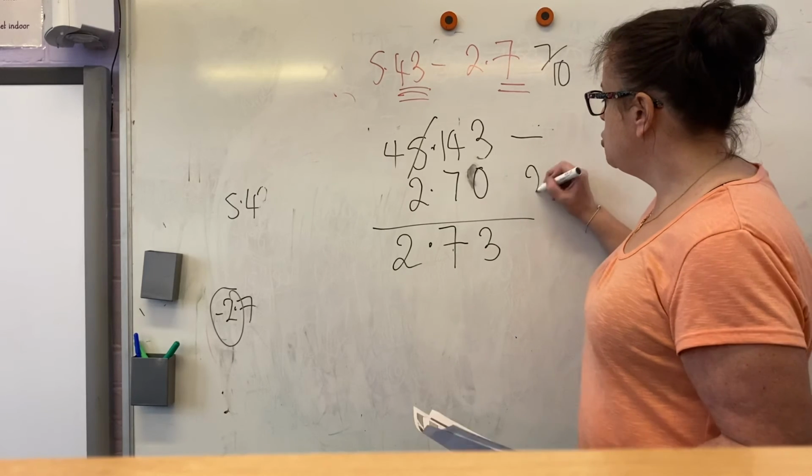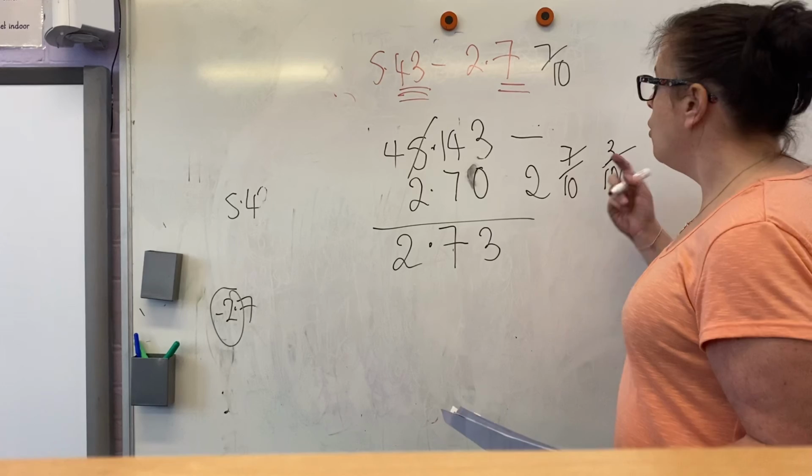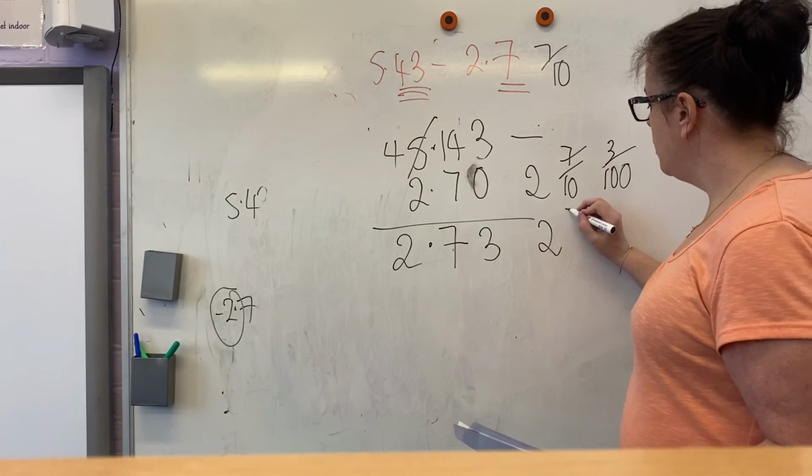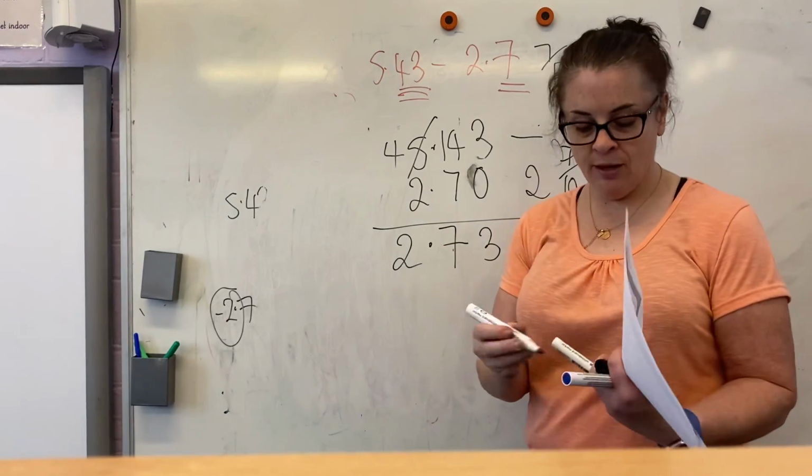2.73, or 2 wholes, 7 tenths and 3 hundredths. Or 2 wholes and 73 hundredths. That is very much for year 6. Well done.